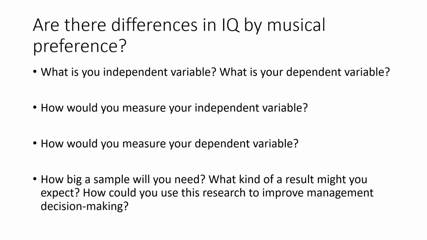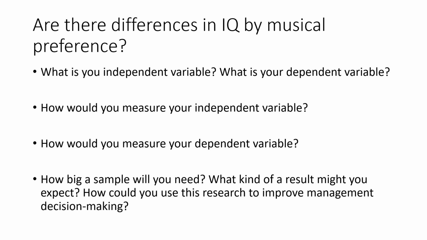And here's another question that we could look at more in depth using an ANOVA, for example. Are there differences in IQ by musical preference? Again, I think this would be an interesting empirical question to ask. So what is our independent variable in this case? Our independent variable would be the same as the last one, musical type or musical preference. How would you measure that independent variable?